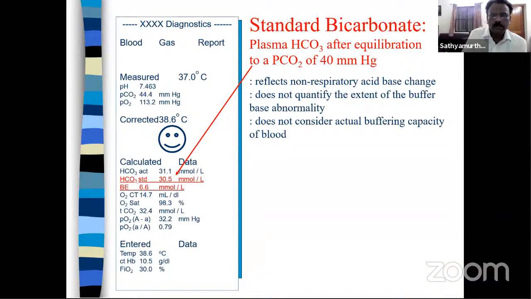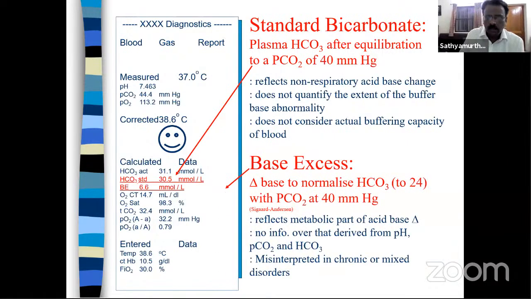And usually what it does is it calculates the bicarbonate. If the patient's PCO2 is 44 here, it brings down the PCO2 to 40, and then it tells what would be the bicarbonate with a PCO2 of 40. That is how it actually gets your standard bicarbonate. I'll not go into this because I'm just sticking to the Boston method.